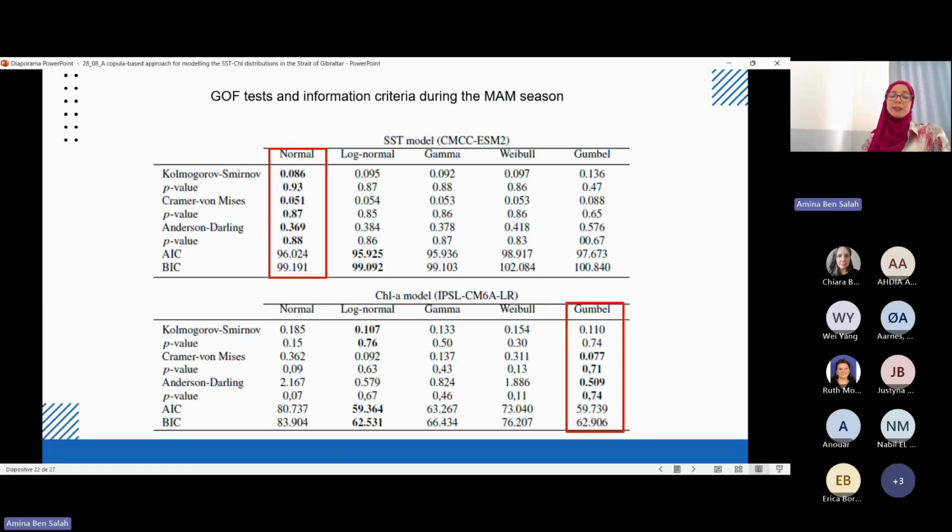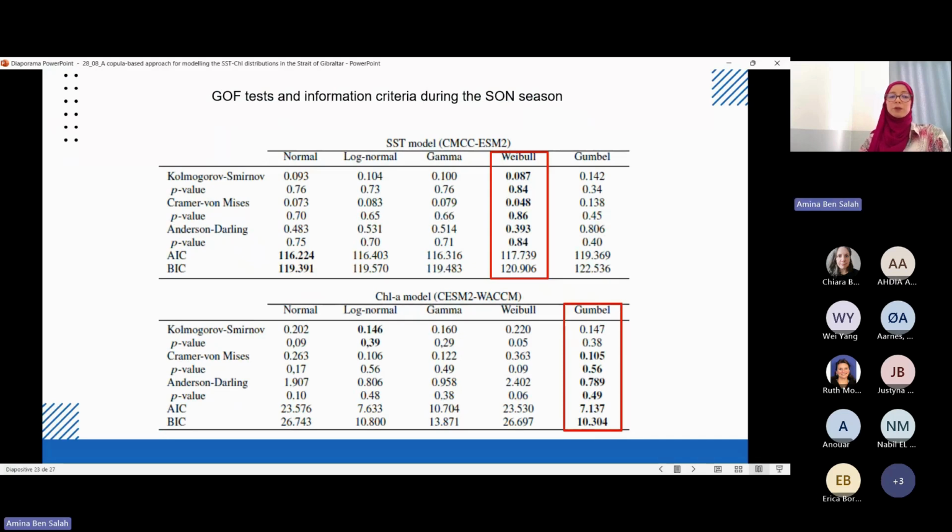So we apply the same goodness of fit procedures as in the first part of the study, testing various candidate distributions, and these tables show the results for the MIM season. Here we found that the normal distribution is the most appropriate for the SST model, while the Gumbel law is still the best fit for the chlorophyll-a model. Meanwhile, for the S1 season, the Weibull distribution is the most appropriate for the SST model, while the Gumbel law is again the best fit for the chlorophyll-a model.